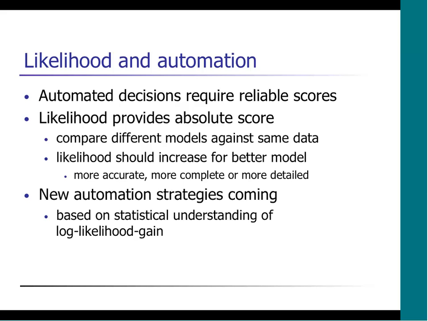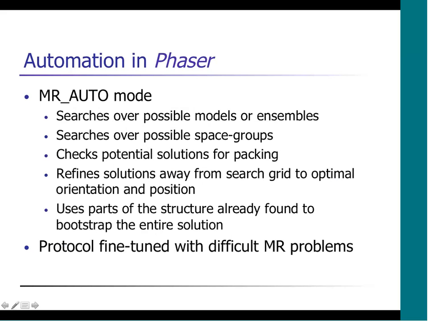So there's a lot of automation in Phaser itself. The MR auto mode is what people will usually use to solve structures. That allows you to search over different possible models or ensembles. If you don't know the space group, then you can search over different possible space groups. Once it's got a bunch of potential solutions, it can check whether they pack, because sometimes something that looks like a good solution actually packs very poorly and you can eliminate it. It does rigid body refinement, and then if you have multiple components you're looking for, then it can fix one component and look for another component and bootstrap the whole solution. And we continually try to fine-tune this whole procedure to make it work as well as possible with difficult problems.